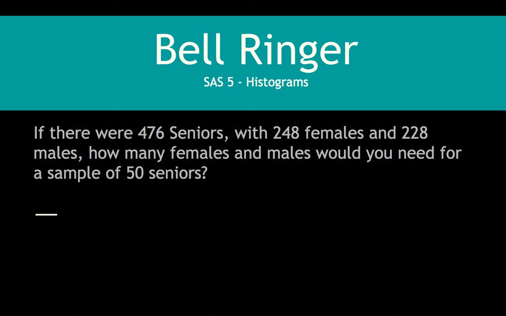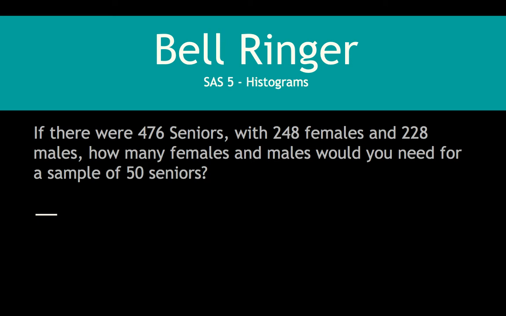So the bell ringer today is on what we discussed yesterday and the day before, student activity sheet 4, which was on the different design methods, and also on how to find what's called a representative sample of the population. In the bell ringer, we talk about the population of 476 seniors in high school. Of those 476 seniors, 248 are female and 228 are males. How many females and males would you need for a sample of 50 seniors? So you wanted to sample 50 seniors out of that class of 476.